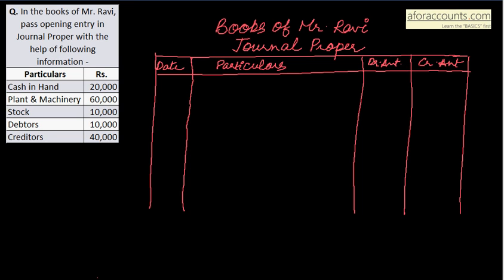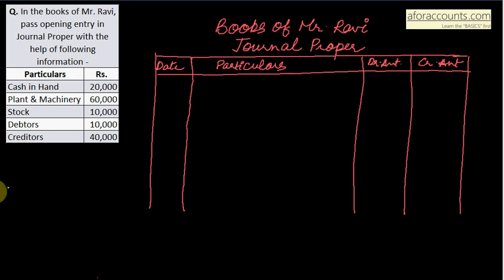Next question. In the books of Mr. Ravi, pass opening entry in journal proper with the help of the following information. Opening entry means, in opening entry what do we do? We debit all the assets, credit all the liabilities, and generally the balancing figure is your capital.